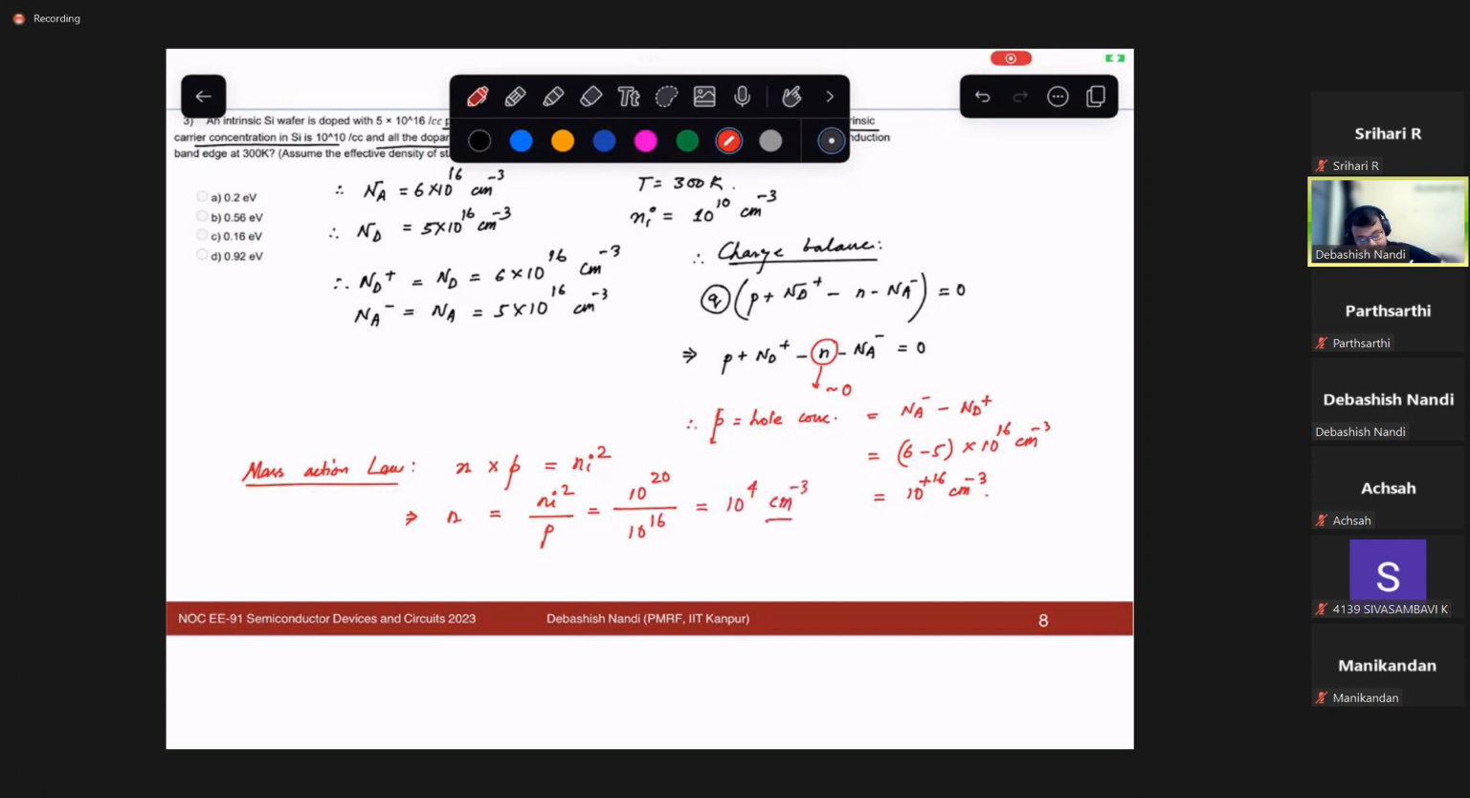Now you see the order of magnitude difference between P, Nd, Na and N. The other three quantities are of the order of 10 to the power 16 and N is of the order of 10 to the power 4. It is 12 orders less. So obviously we can neglect that. That's why we have assumed it to be 0.